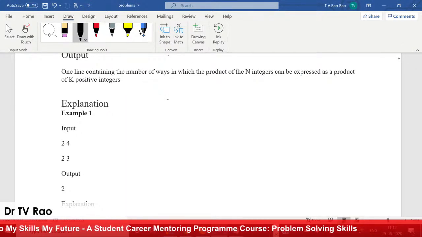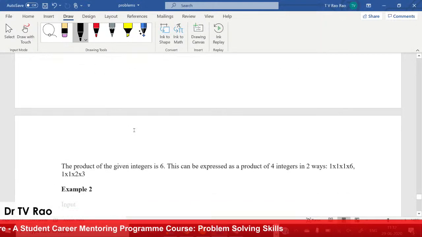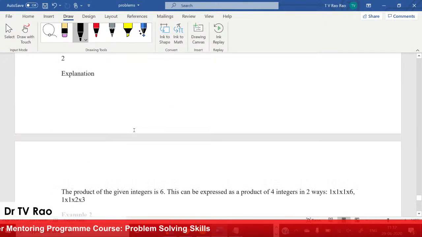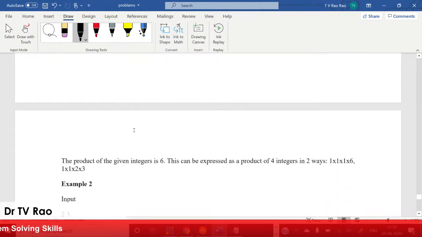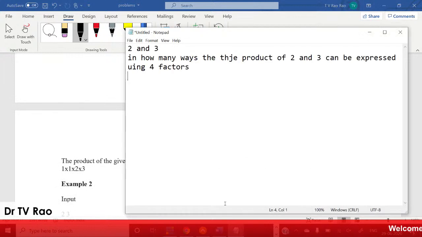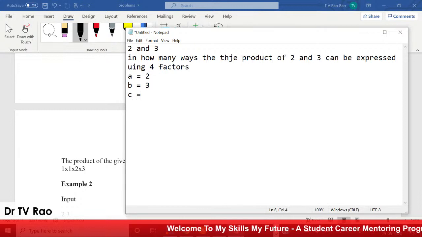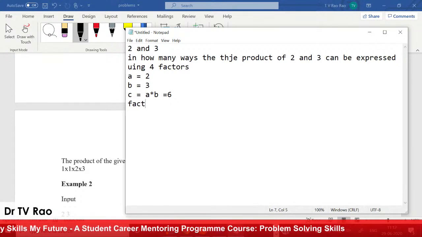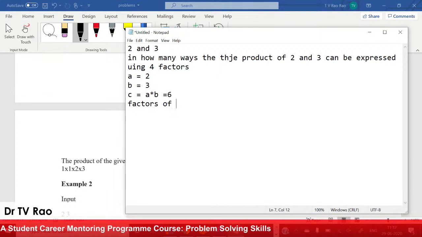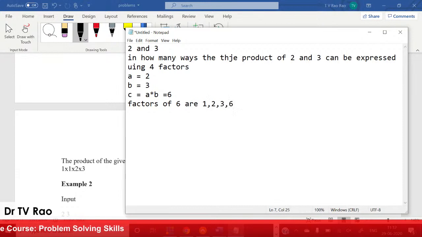See the example. Say A is 2, B is 3, C is A into B, that is 6. The factors of 6 are 1, 2 and 3 and 6. Okay.